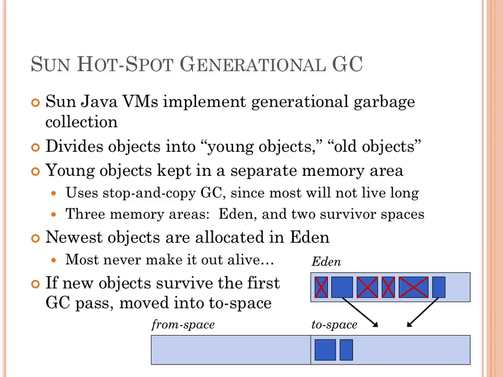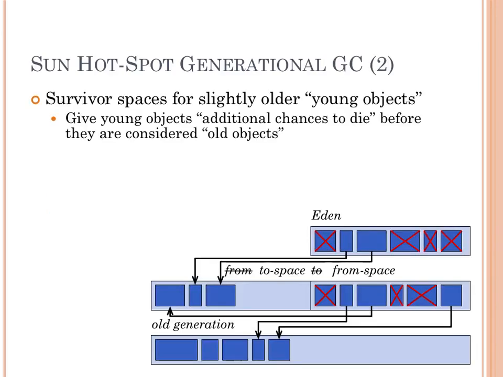So those then go into a short-lived object memory area where they're managed using stop and copy, because the presumption is they're not going to live very long. Okay? Everybody got it? So that's the very first approach: we have Eden, which is used for the shortest-lived objects, and then we have stop and copy for the short-lived objects. Okay?